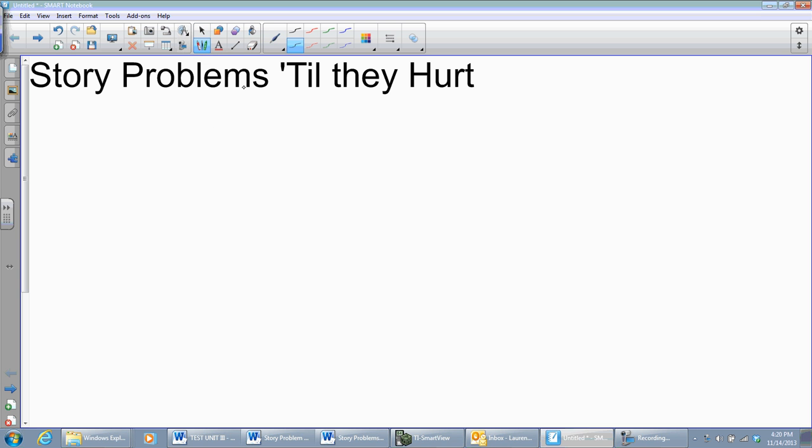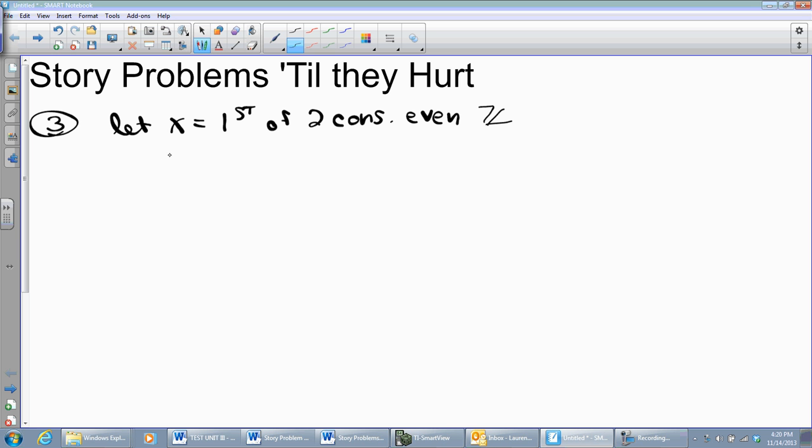So my first problem 3, I'm going to define my variables. I'm going to let x equal the first of the 2 consecutive even integers. All right, then the second one will be x plus 2. How do I know that? Because if I count by evens, 2, 4, 6, 8, how am I moving to each one? Well, I'm adding 2 each time. Okay, so it's going to be the second of 2 consecutive even integers. That z with that extra bar in there is a symbol for integers.